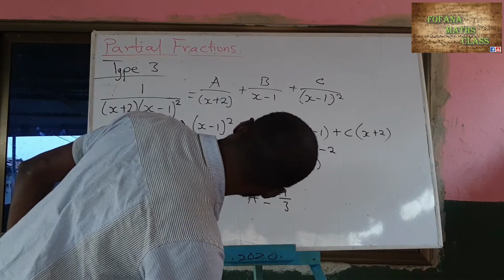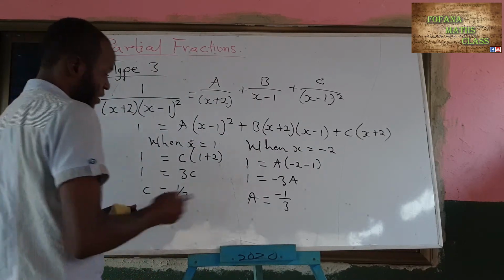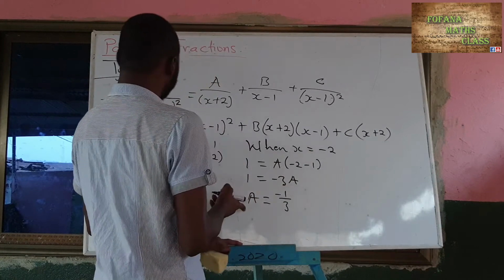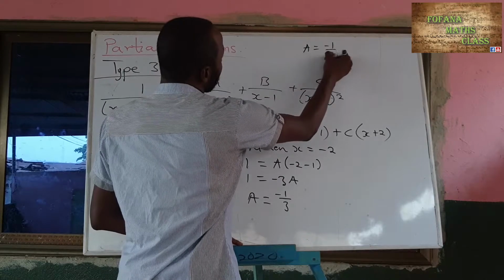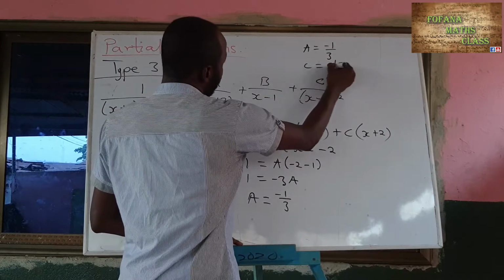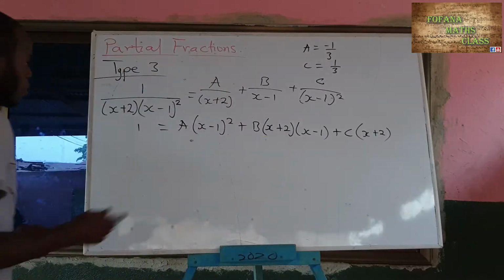So with the value of b, if we should do it, we will have to expand the brackets just like we did with the previous type 2 of the partial fraction. So we have a to be equal to minus 1 over 3, and we have c to also be equal to 1 over what, 3. Okay, so put that one aside.